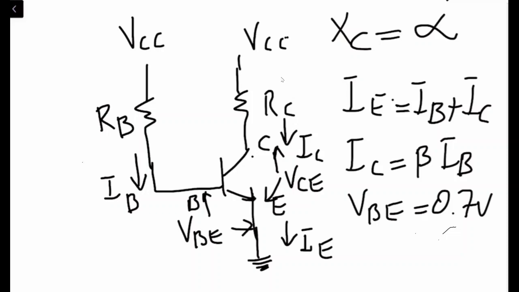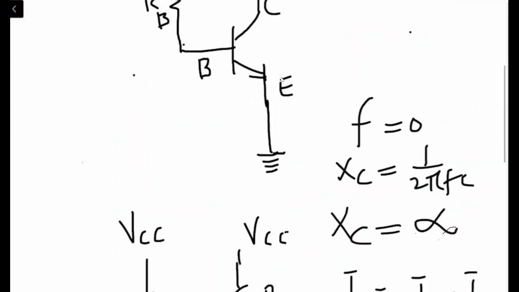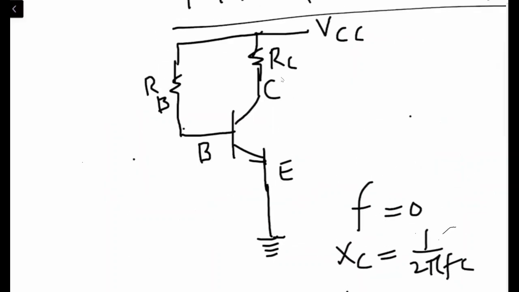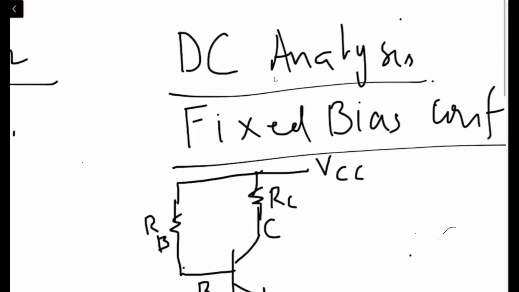Okay, let's go back and let's talk about it, right? So why have we taken the capacitors out from here? We have taken the capacitors out because initially we said we are going to do the DC analysis, right? Now to do the DC analysis, the first point is that in DC the frequency is 0, right?